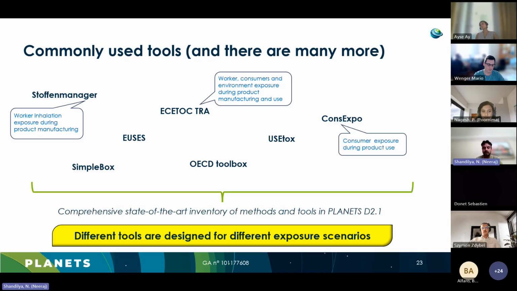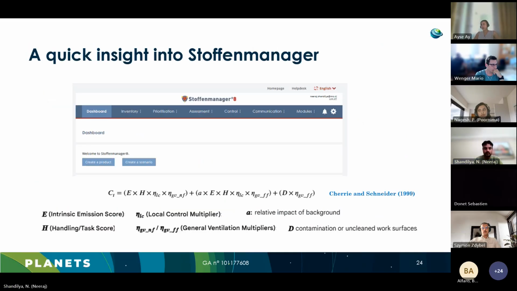And for your information, within PLANET's task 2.1, there is a deliverable 2.1 in which we have established this comprehensive state-of-the-art inventory of the methods and tools, where we have divided these tools in different scenarios that one can encounter as part of the case studies, as well as outside of the case studies of PLANET.